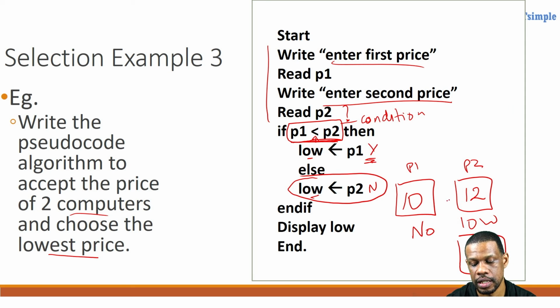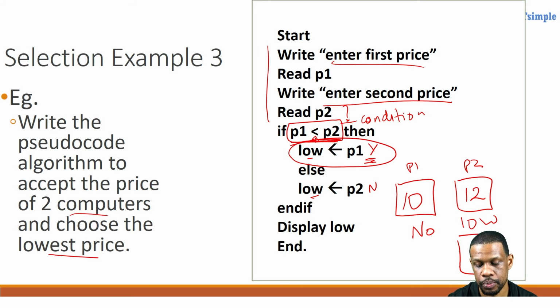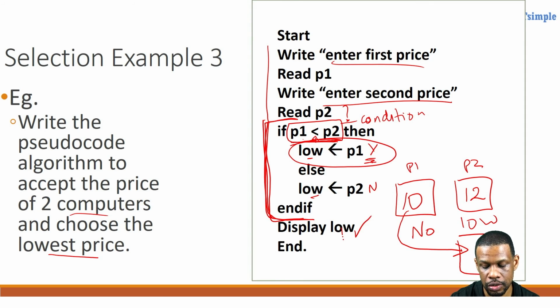The answer is yes. So we're going to choose this option here, and it will take price 1 and put it inside low, which will put the 10 right there. And once that 10 goes inside, then now low has 10. So this if statement here is done, because this if just makes a decision based on the condition. And once that's done, we can display low, and low will display exactly what's inside there. So instead of seeing low, we'll actually see 10 coming out on the screen.